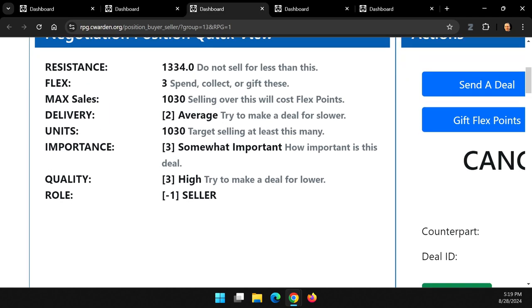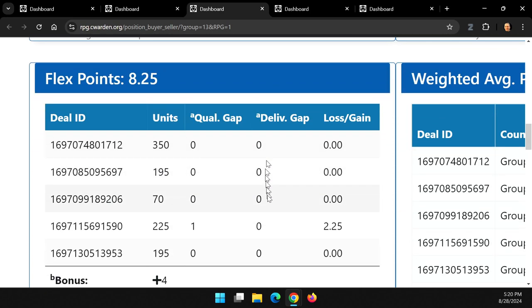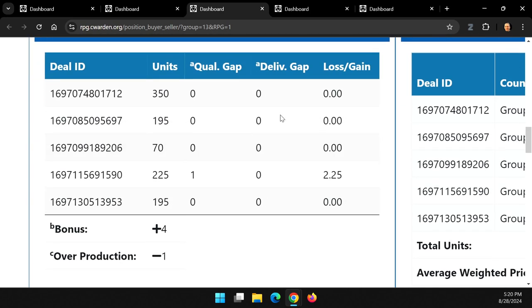Okay, let's look at the seller's case here. So we have the seller, and here the seller's quality is high, and the delivery speed is average. We come down to the flex point area, and we can see here we have a deal number, and we have some units, and we have 0, 0. What does that mean? That means that the deal we made matched exactly what our requirements were, our minimum requirements, so we didn't gain anything.